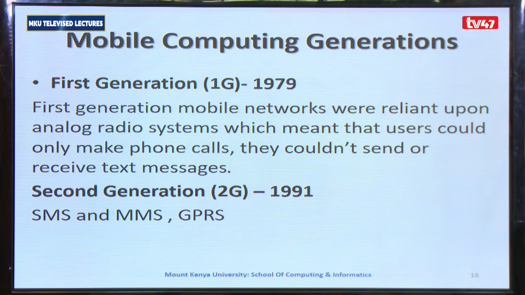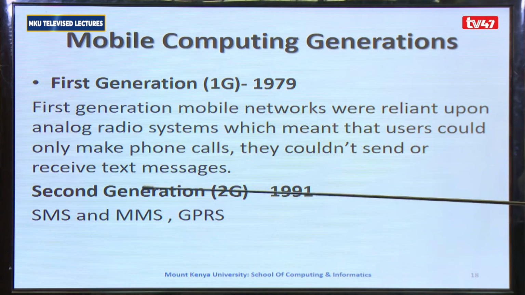The same way we have first generation computers, we also have first generation mobile phone devices. We are talking of 1979, whereby the first generation mobile networks were reliant upon analog radio systems, which meant that users could only make phone calls and couldn't send or receive text messages. That is the first generation. It's also worth noting that within the first generation, they were half duplex, whereby only one person could communicate at a time and the other person would not answer simultaneously. An example is the Motorola walkie-talkie.